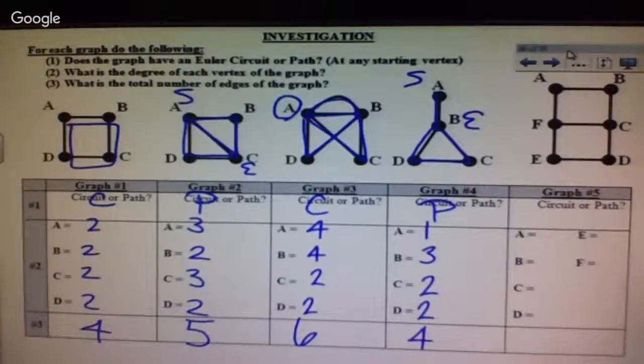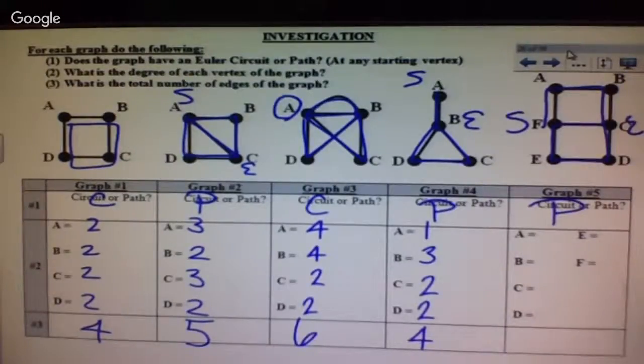The last one then. What do we got? 9. This one is a path. Start at F. You don't have to always start at A. So yes, this one is a path.